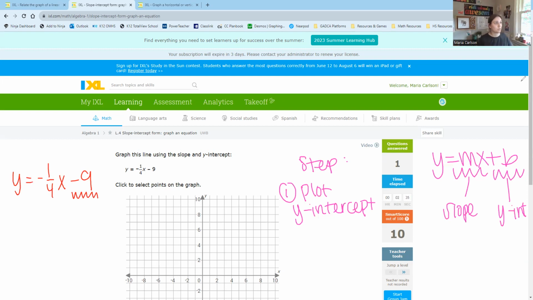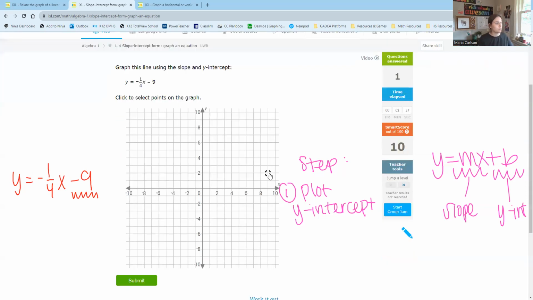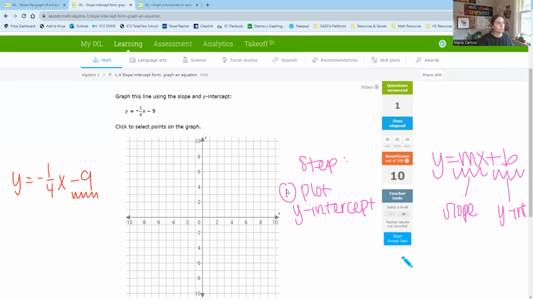So I'm going to scroll down here and I'm going to plot my point at -9. Let's scroll just a scooch. There we go. So I'm going to plot my point at -9 on the y-axis because this is the y-intercept after all. My second step is to use slope to plot the next point.